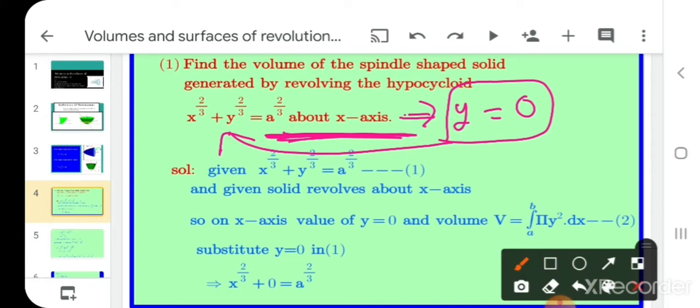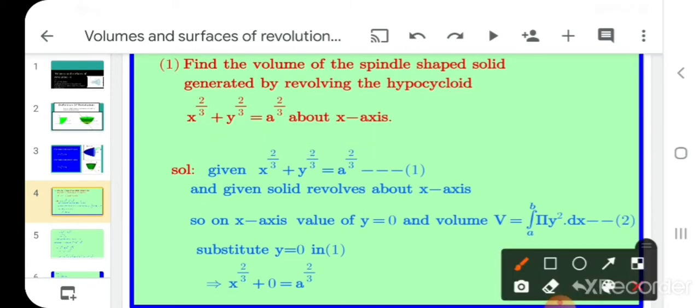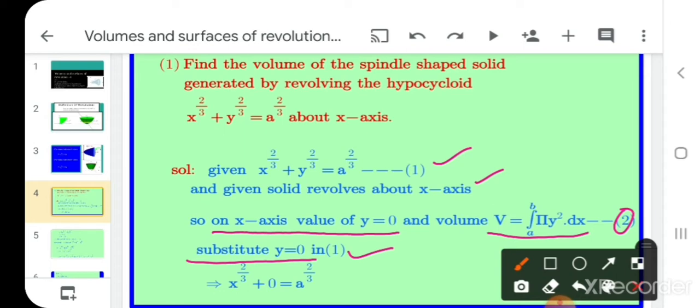limit points. See here, the given equation is 1 and the given solid revolves about the x-axis, so on the x-axis the value of y equals 0. Revolves about the x-axis means on the x-axis what is the value of y? 0. So I write y equals 0. And the formula of volume is V equals integral a to b pi y square dx. Let this be equation number 2. Next one. Now I substitute y equals 0 in equation 1, the given equation.